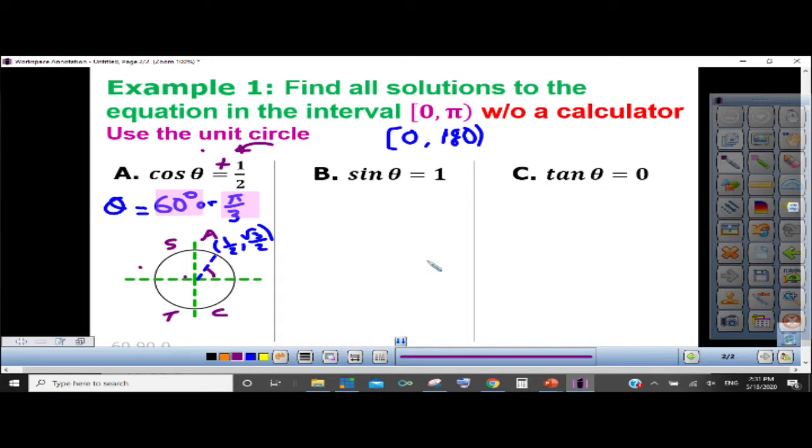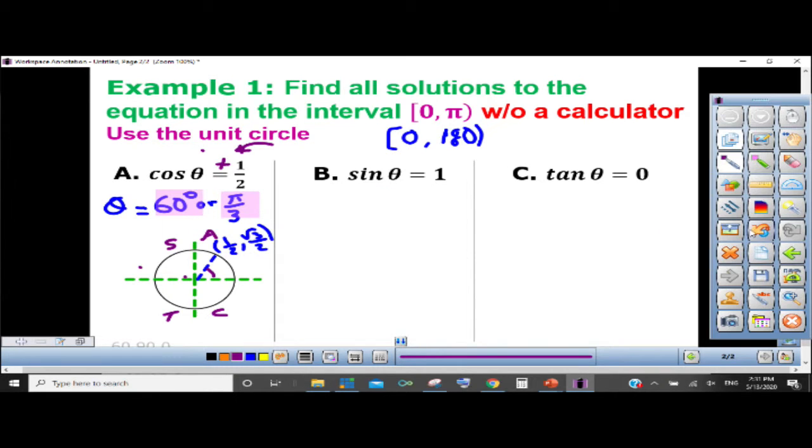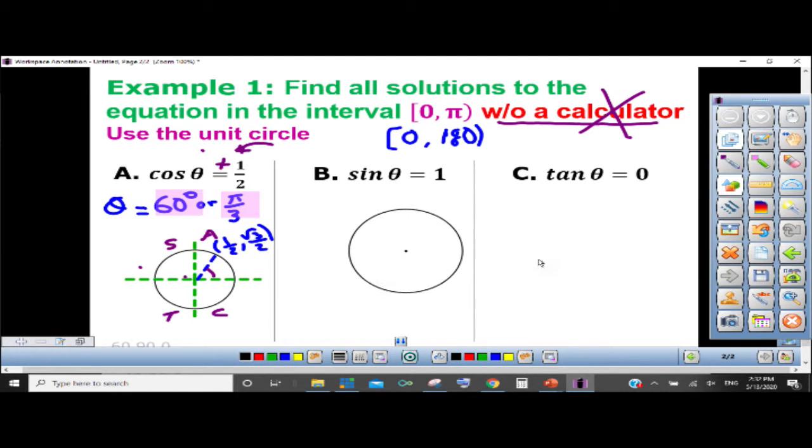Let's stay focused here. Sine theta equals 1. I'm still in the same interval between 0 and pi, or 0 and 180. And I have to think a little bit. I'm going to depend on my unit circle. Why? Because it says do not use calculator. No calculator. Sure, I use my awesome ability in the unit circle. A little bit awkward, but that's okay.